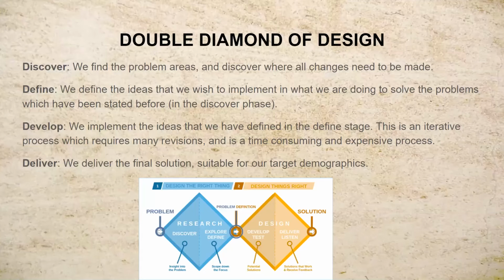So first, we start with the double diamond of design. The double diamond of design has 4 phases, namely discover, define, develop, and deliver. In the discover phase, we define the problem areas and discover where all the changes need to be made. In the define stage, we define the ideas that we wish to implement and what we are doing to solve the problems which have been stated before in the discover phase.